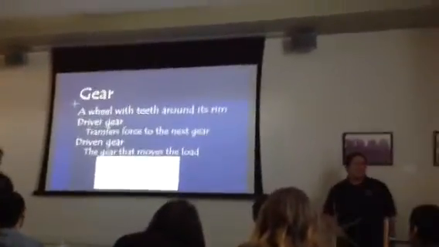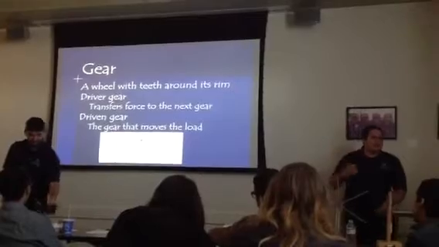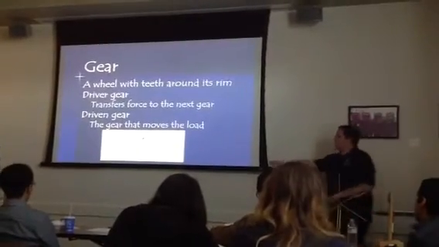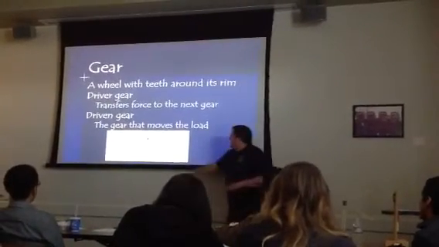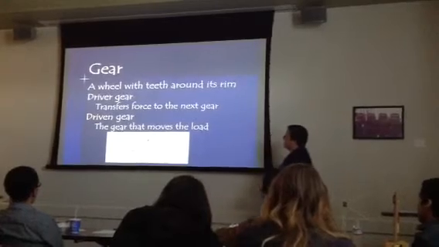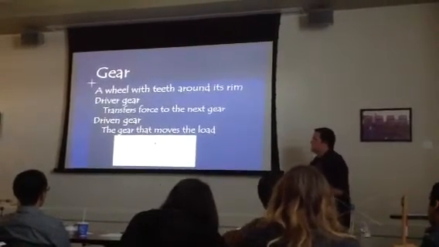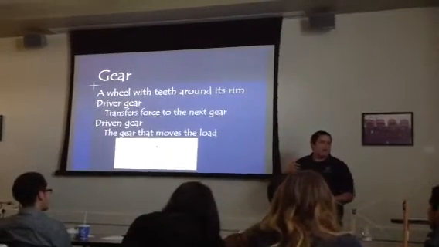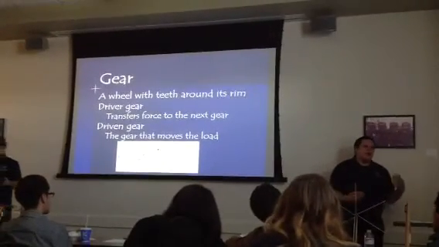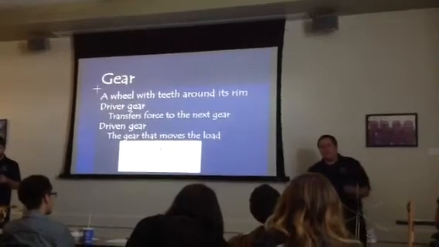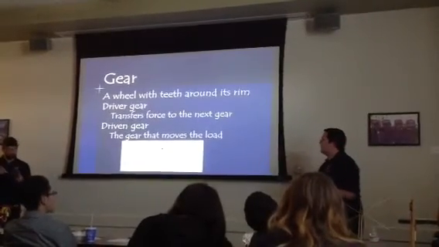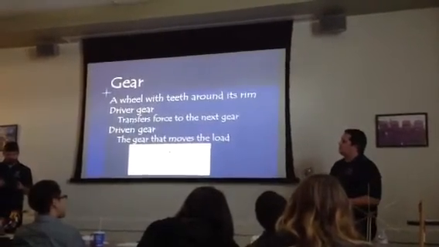It gets better. A gear is a wheel with teeth around its outer rim. We have a couple pictures right here, and all these little pokey things are called teeth. We have two different types of gears: a driver gear and a driven gear. The driver gear transfers the force that you put into it to the driven gear. And the driven gear is the gear that moves, and it's attached to the load.